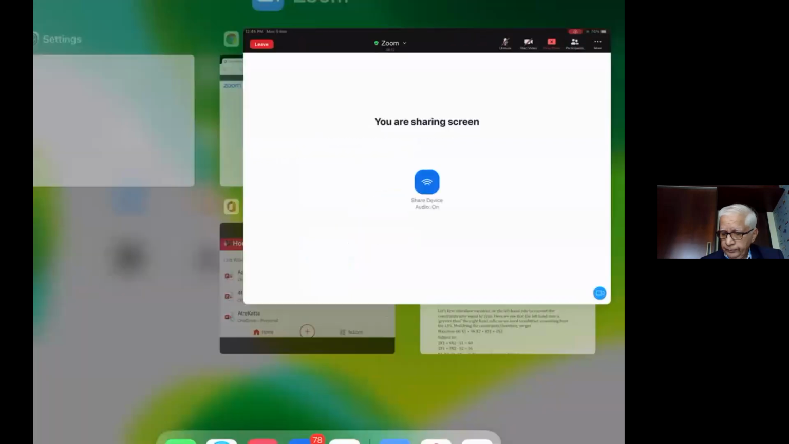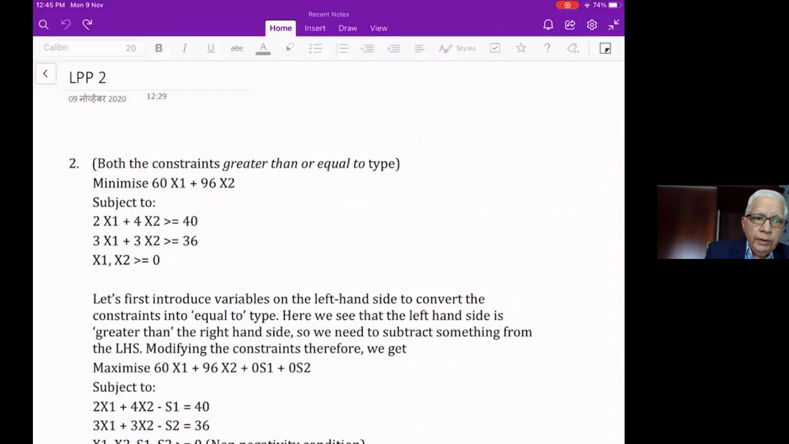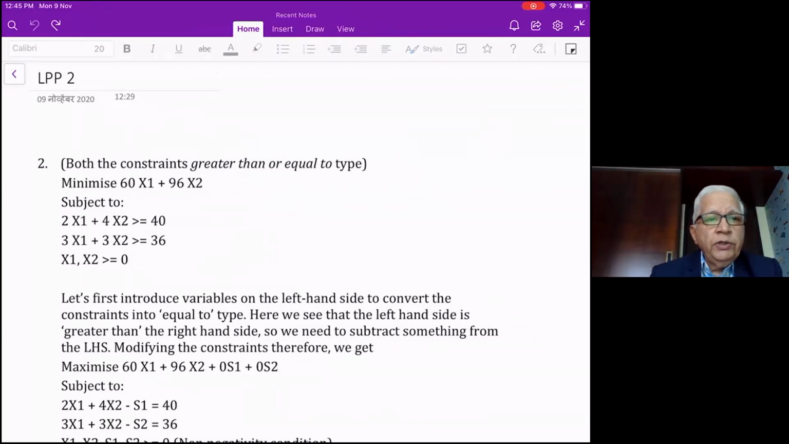Now we'll go to this question and start solving it. In the course of solving it, we may come across some difficulties. We'll overcome those difficulties and proceed further. Okay. So let me share the screen of my iPad. This is the iPad screen now I'm sharing. This is the question which I read.